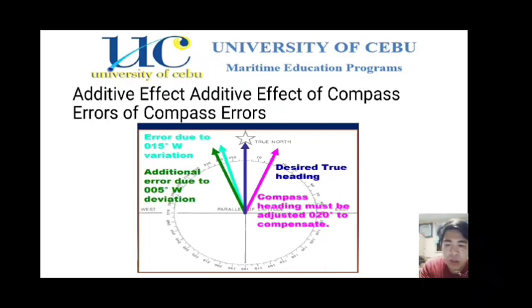This is the illustration of the additive effect of compass errors. The darker violet one is the desired true heading. The magenta is the compass heading, which must be adjusted to compensate. The darker green one is the additional error due to 005 degrees west deviation, and the lighter green one is the error due to 015 degrees west variation.